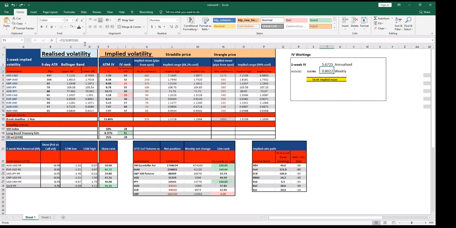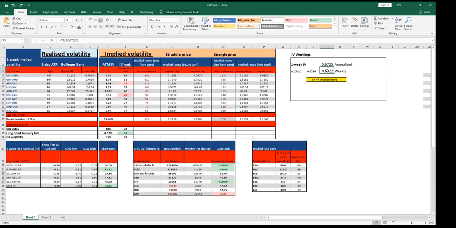Now we know there's 50 weeks in a year, 50 trading weeks in a year. So we're just taking that number there, that 5.675%, and we're going to square root that by 50. And what we find then is that the implied volatility on a weekly basis, the expected move on a weekly basis, is 0.8. So the expected move on an annualized basis is 5.675%.